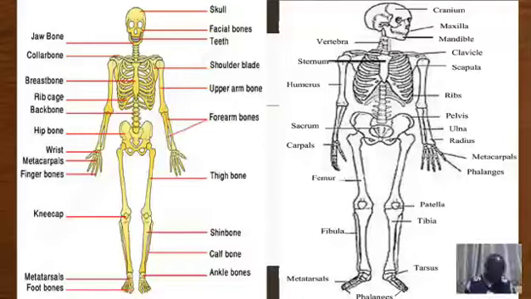So we now move on and look at the structure of the skeleton. This is what the skeleton looks like. The human skeleton. Observe these visuals keenly and carefully. The skeleton is made up of different parts.